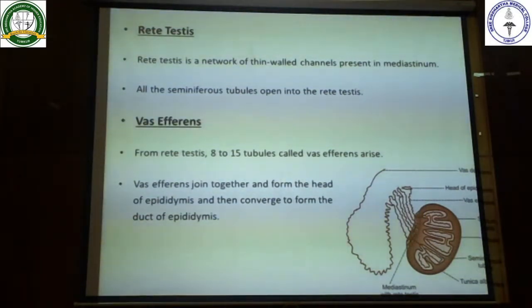Next, about the vas efferens. From the rete testis, the vasa efferentia arise. Finally, they join together and form the head of the epididymis, and they converge to form the duct of the epididymis. So that's about the vas efferens.